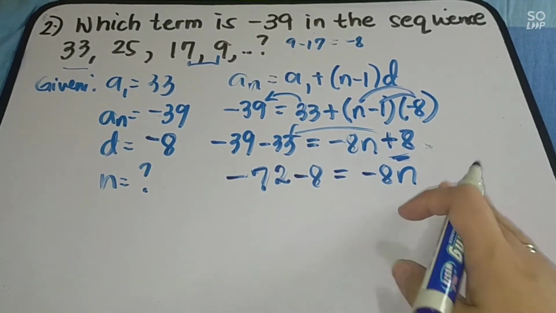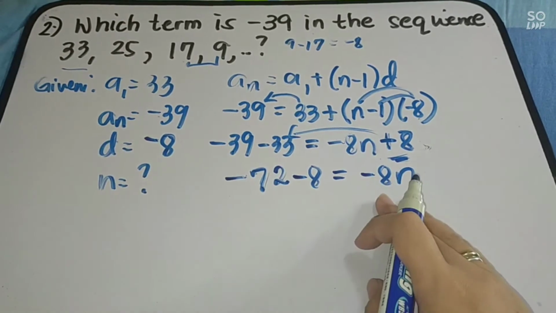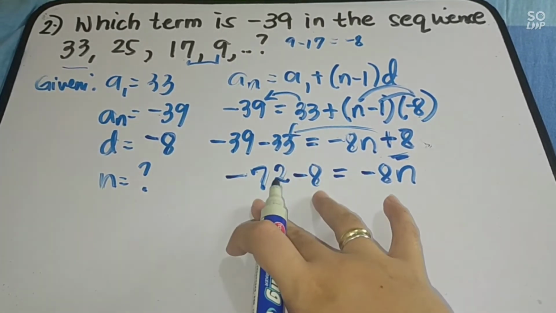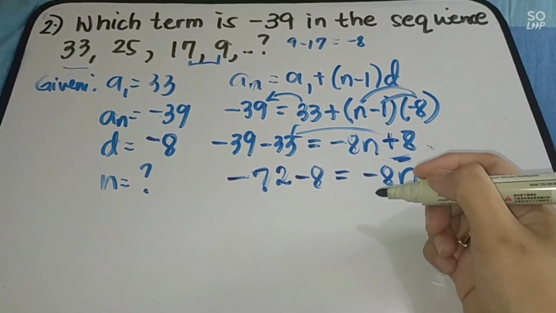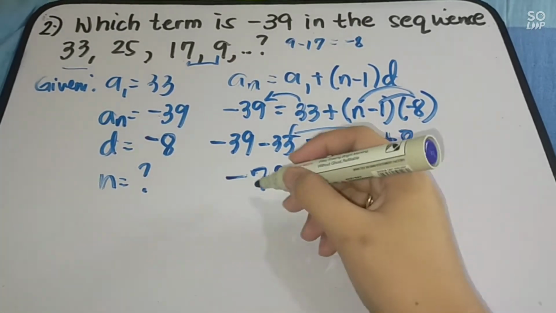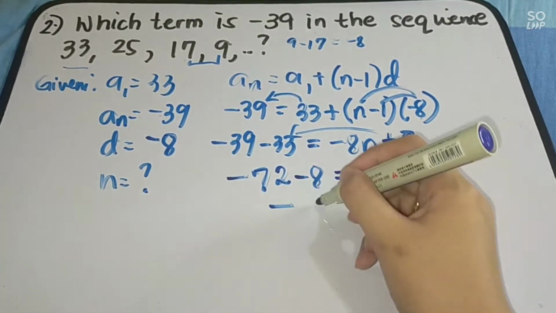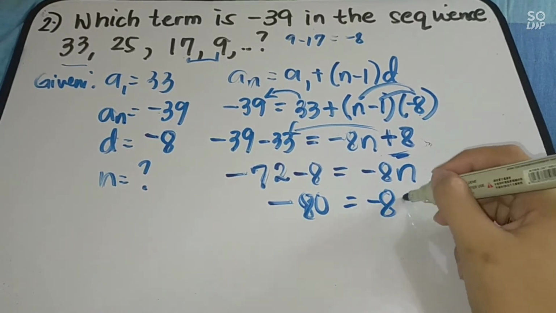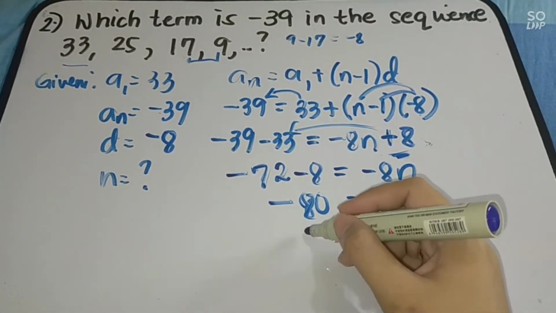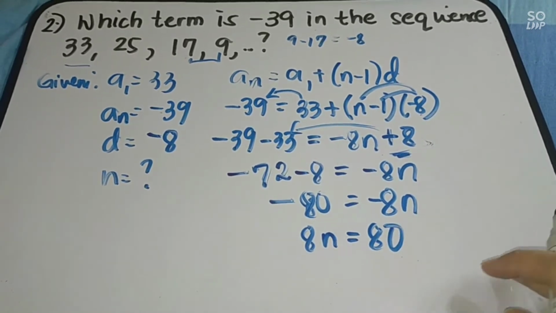Ayan. So, since negative siya, gawin natin positive siya, pagpalitin natin ng pwesto. Yung negative 8n, lagay natin dito. Then, yung negative 72 minus 8, lagay natin sa kabilang side. Para maging positive na siya parehas. Or, simply, ito ay simplify na natin. Ito ay negative 80. Just add. Is equals to negative 8n. O, pagpalitin na lang natin. So, it becomes 8n is equals to positive 80 na.